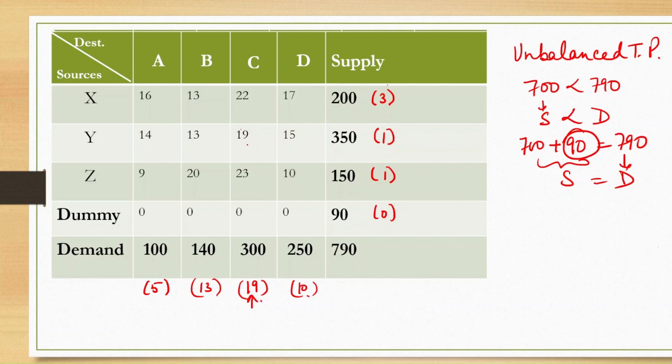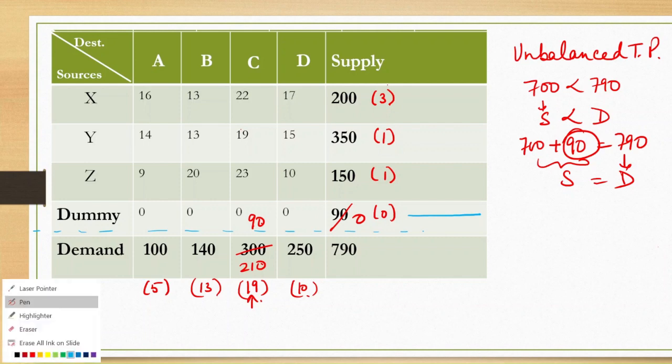So I'll be considering the lowest cost, which is 0. Out of the demand and supply, 90 is the lowest, the supply is the lowest. So I'll be allotting 90 units here. So this becomes 0 and this is 210. Automatically we observe that we have to delete this particular row, because there cannot be any other allocation from the dummy source to any of the destinations. So this is gone. Now again we'll be calculating the penalties.